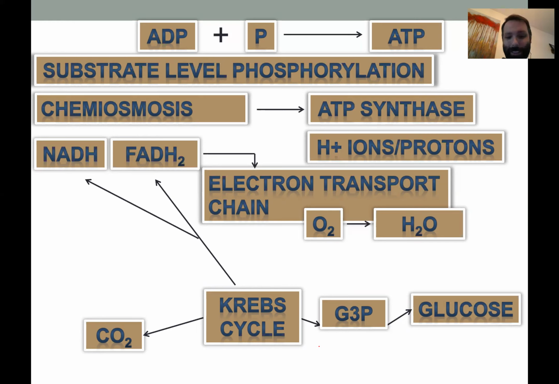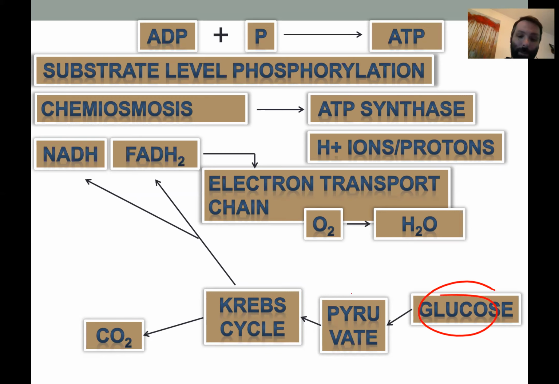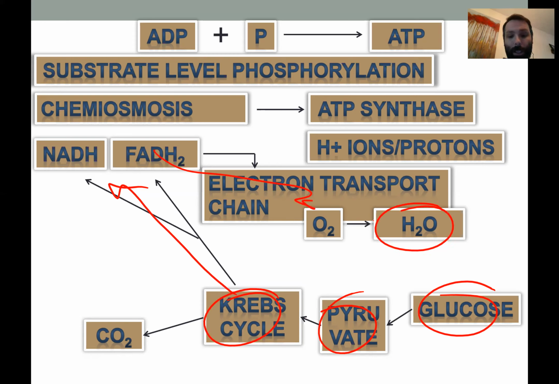We're going to release CO2 instead of use it. The G3P is called pyruvate now, and instead of glucose being the end, now glucose is the beginning, right? Our food is going to be broken down in the Krebs cycle to make electrons that we send through the chain. We eventually breathe out a bunch of water, right?